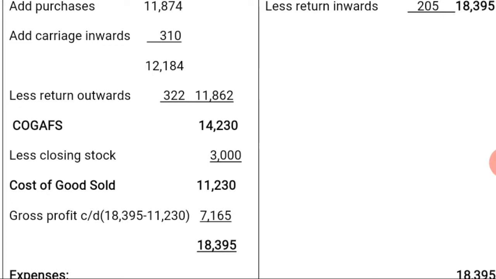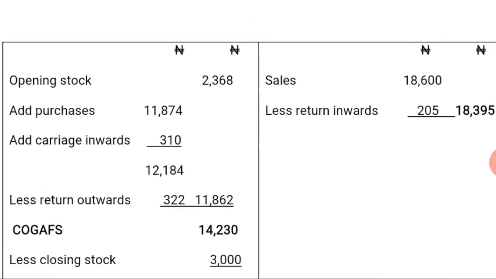Cost of goods available for sale, 14,230 Naira, less closing stock 3,000 Naira. So deduct 3,000 Naira from 14,230 Naira, and you arrive at cost of goods sold of 11,230 Naira.